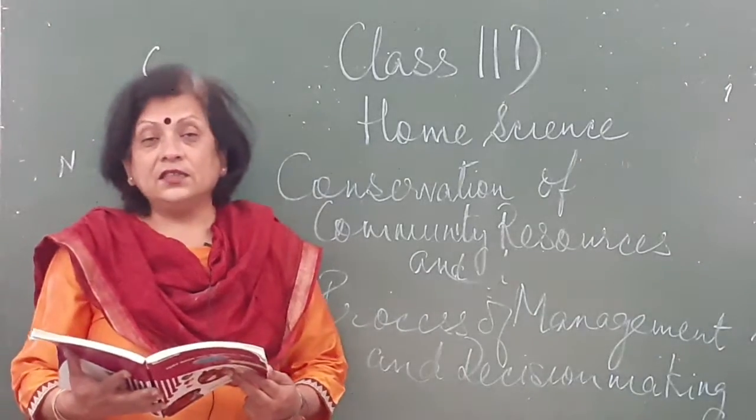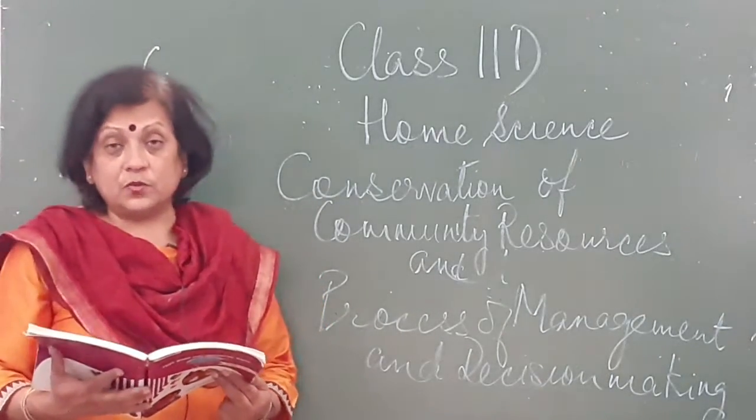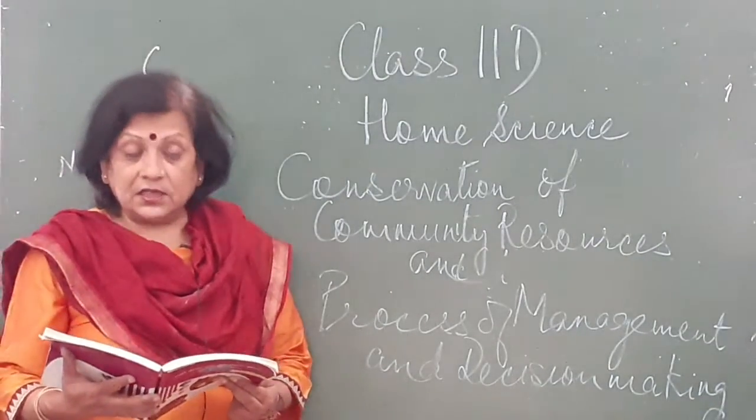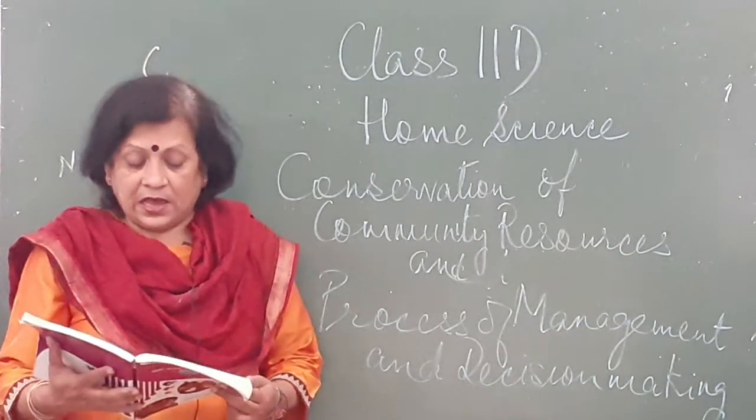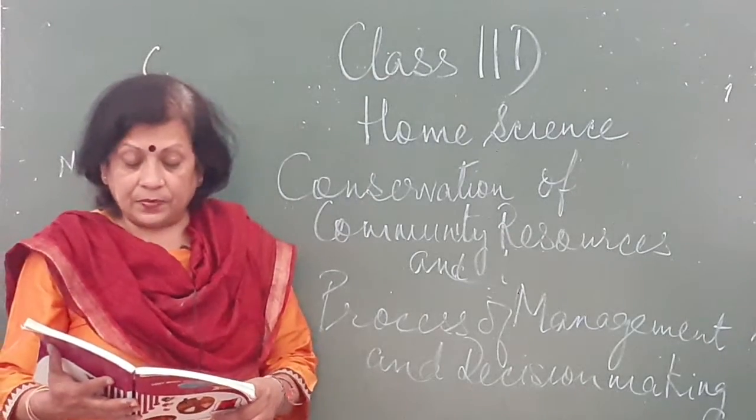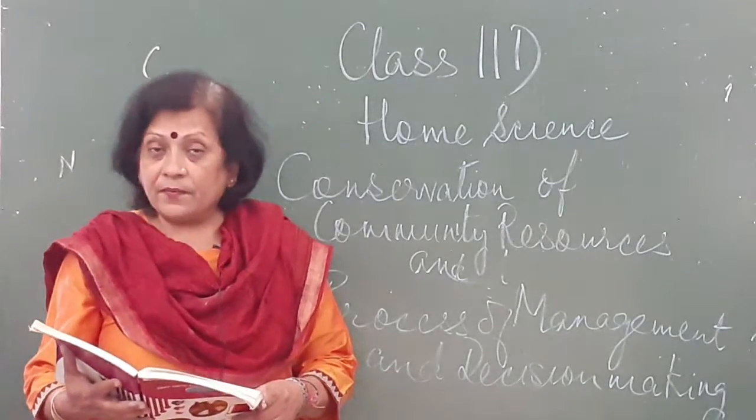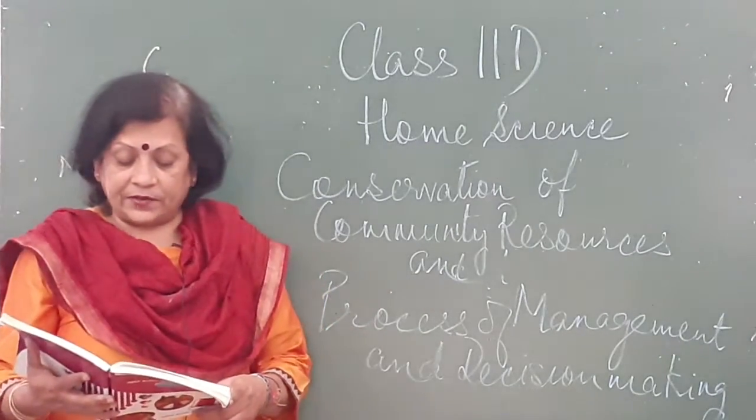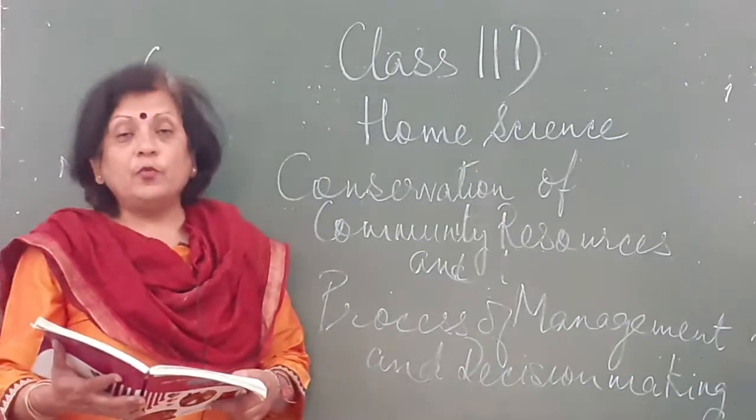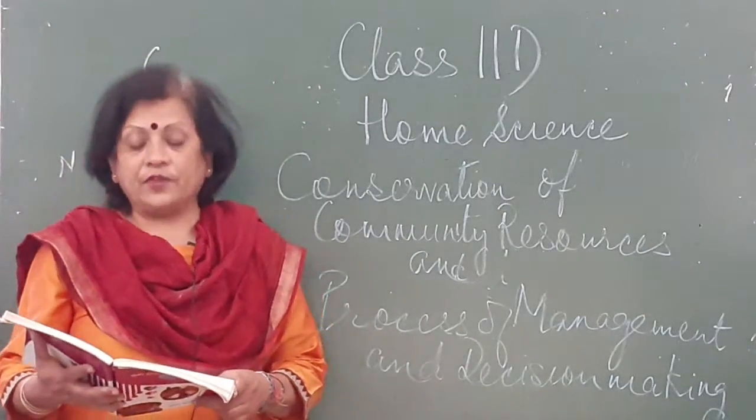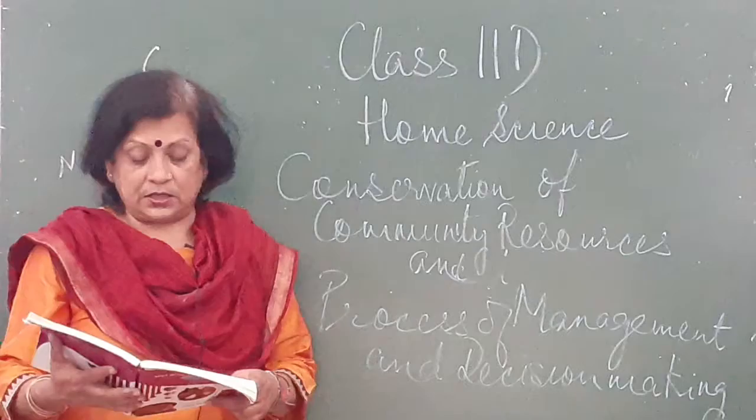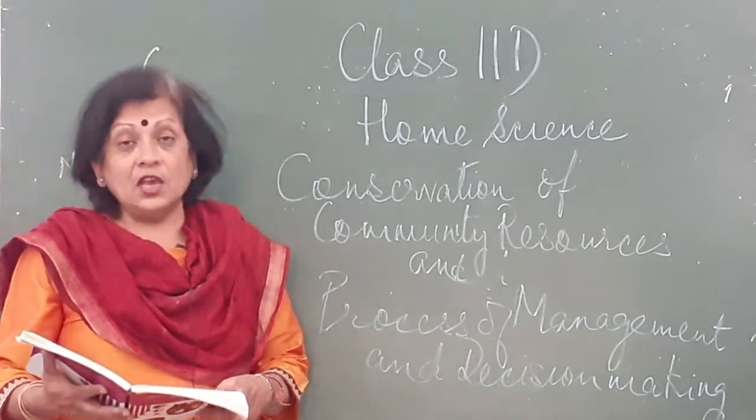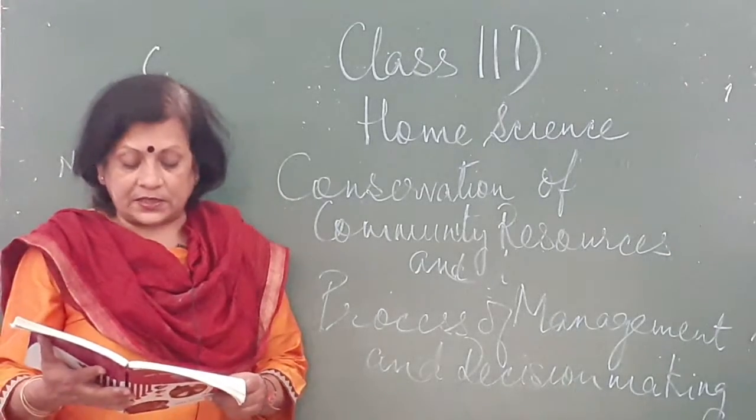Next, another resource which is used by the whole community and has to be conserved is electricity. Electricity is an expensive fuel which is used for cooking, heating water, lighting, and for electrical appliances. So wastage of energy from electricity needs to be avoided. For this, switch off the lights when leaving the room. We must switch off the TV, radio, etc. when not needed.